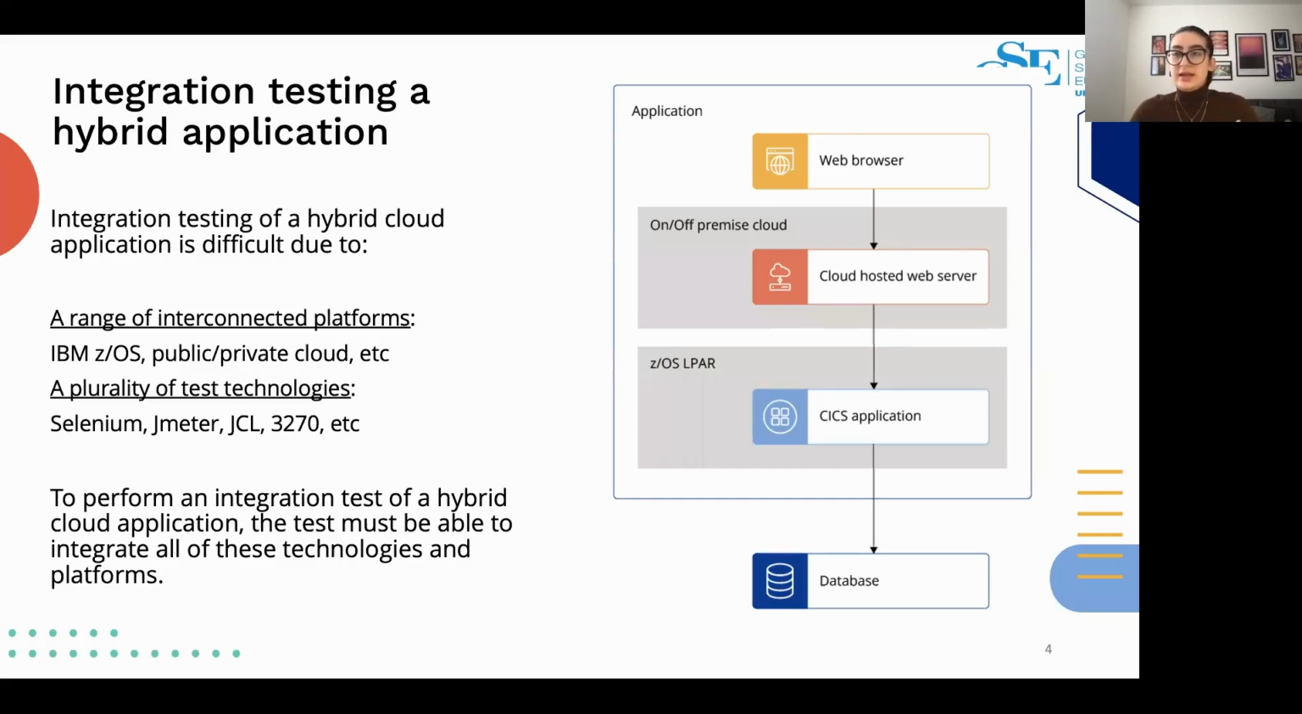Integration testing an application like this can be difficult. As we can see, there's a range of interconnected different platforms. You'd have to use a number of different test technologies to test all of these different parts. You might need Selenium for the web browser, JMeter, you might need JCL and 3270 screens for the z/OS side of things. Even if you did know how to use all of these test technologies separately, to do an effective integration test, you'd have to execute them in the same context, which is what can be the challenging thing to do.